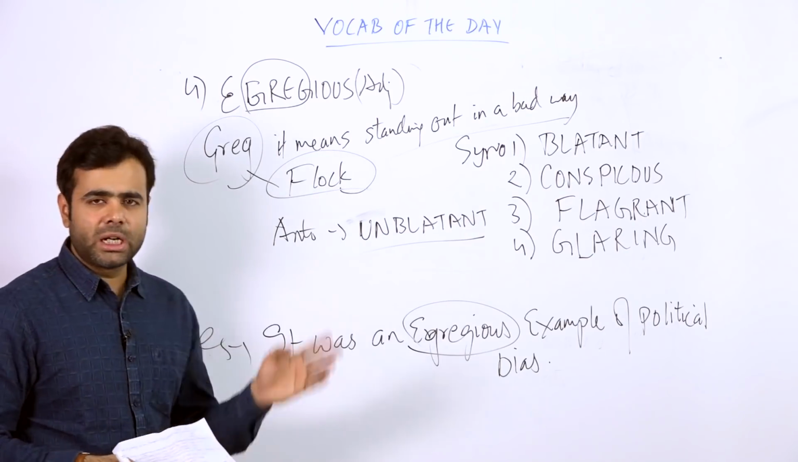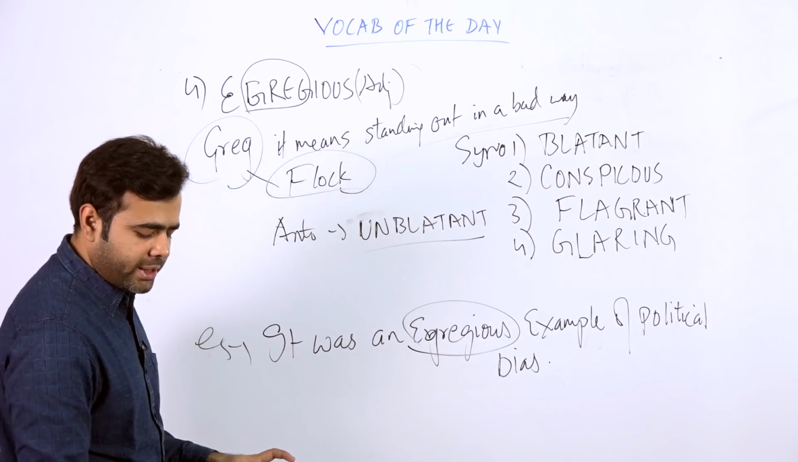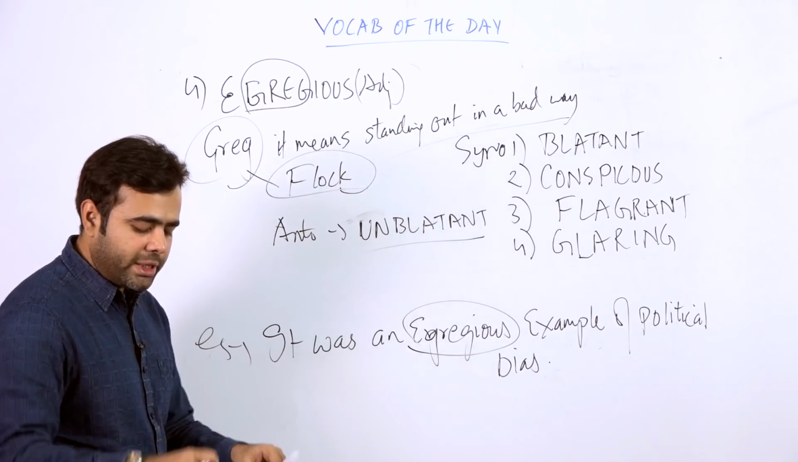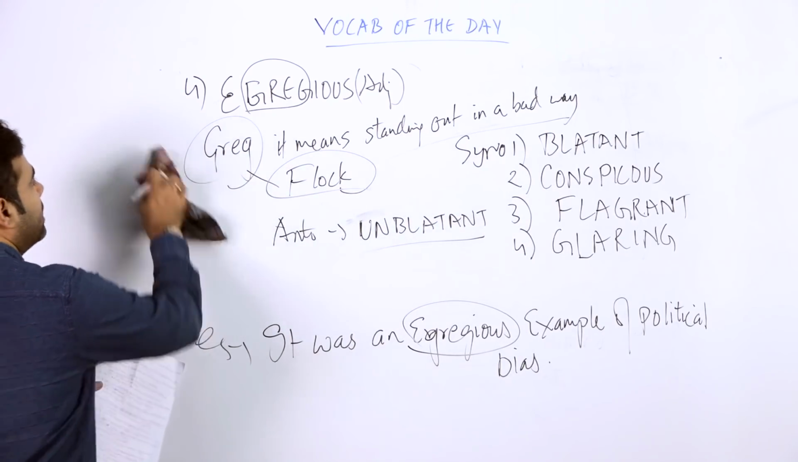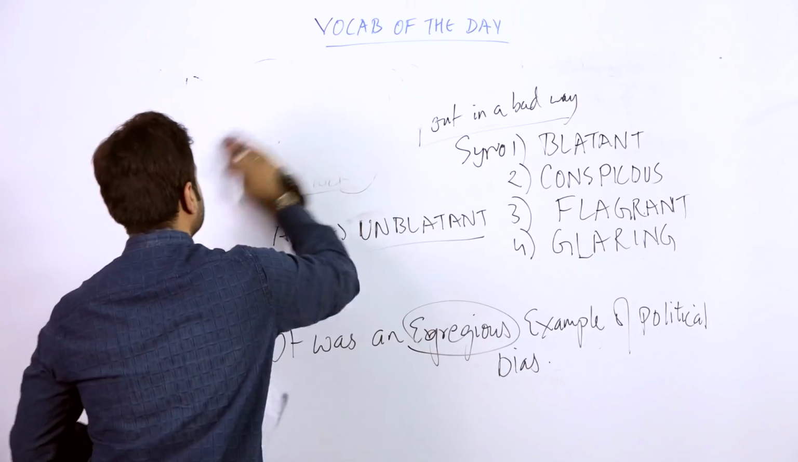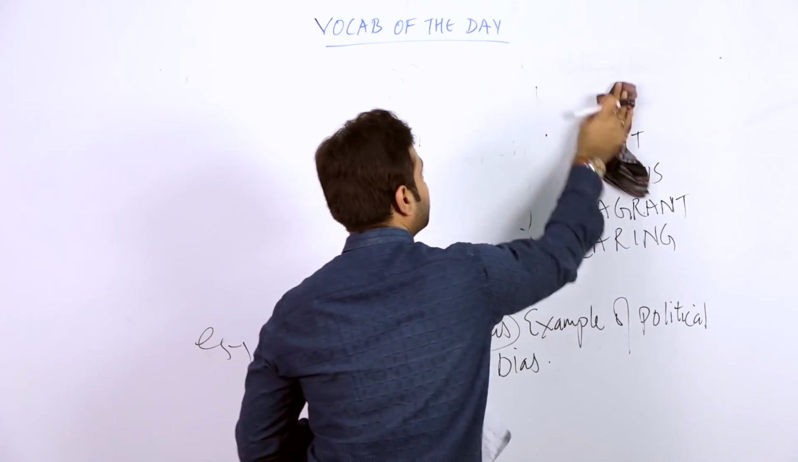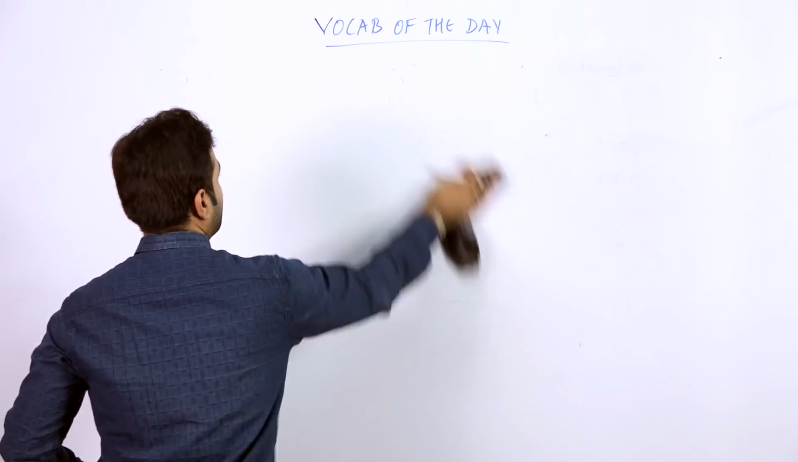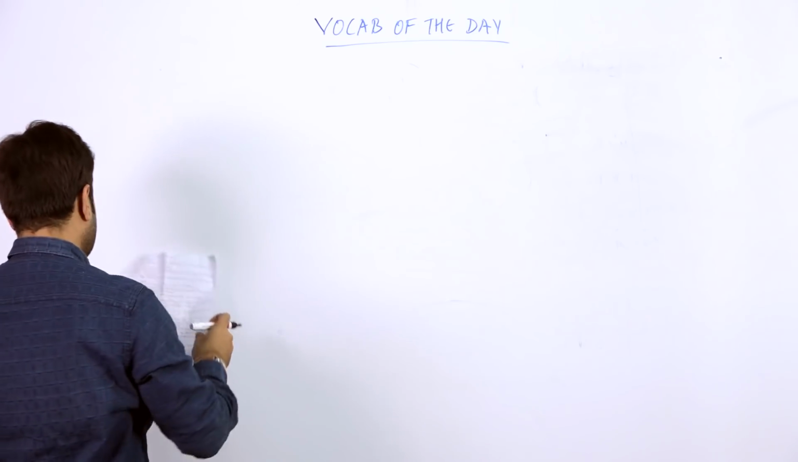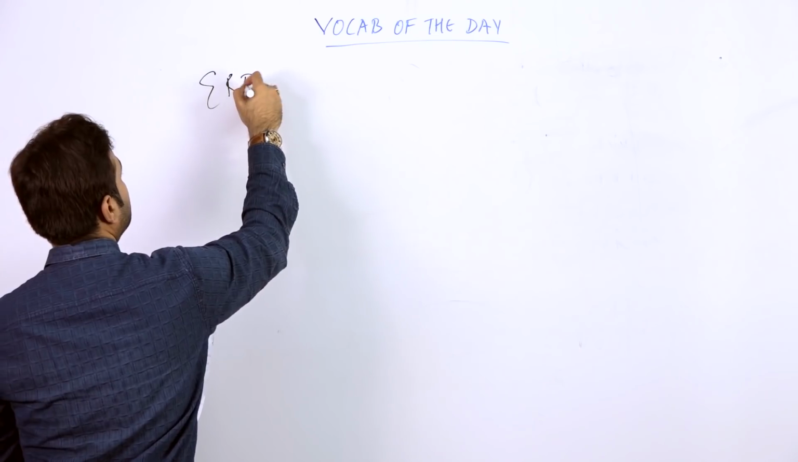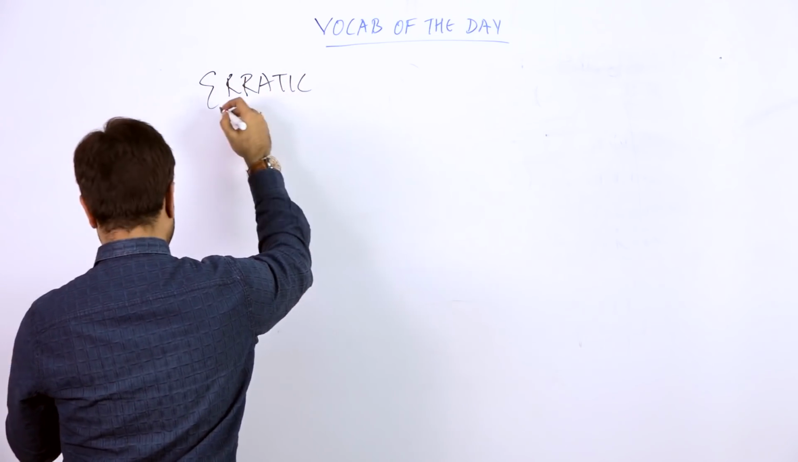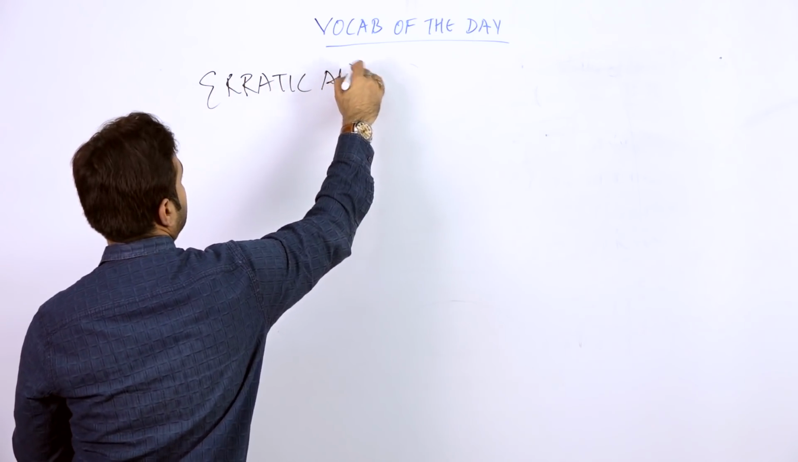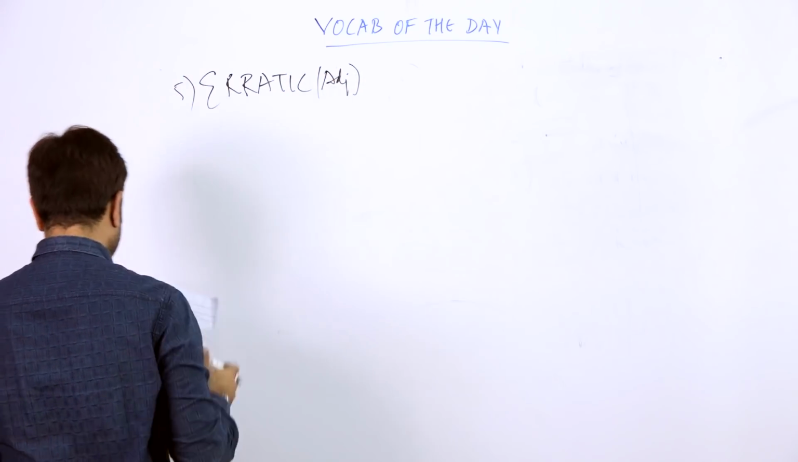So I hope it's pretty clear now. Egregious is a simple word that is pretty clear to you, students. And now let's proceed to the next word, the fifth word. The fifth word that we are going to discuss here, students, is erratic, E-R-R-A-T-I-C. Erratic can be used as an adjective. This is the fifth word.